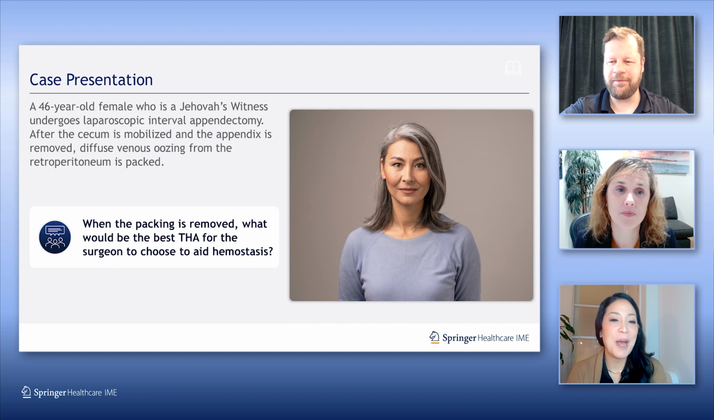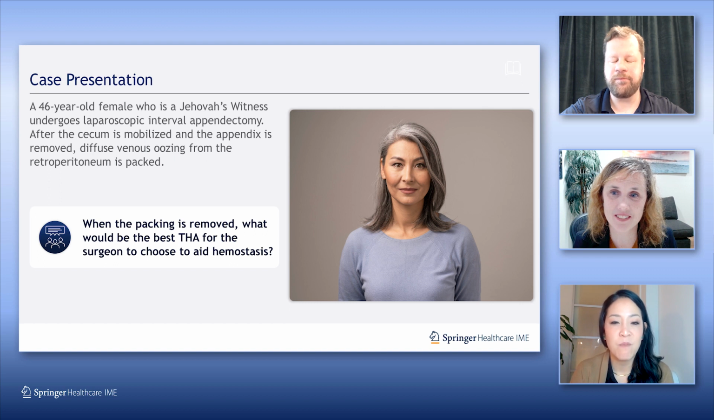While I don't do appendectomies, I would imagine that in a similar situation, I would use a flowable. Laparoscopic application of a flowable is very pertinent and very easy. It seems like all the circulating staff know how to do it at this point. So I would choose a flowable in this situation. How about you, Dr. Davis?